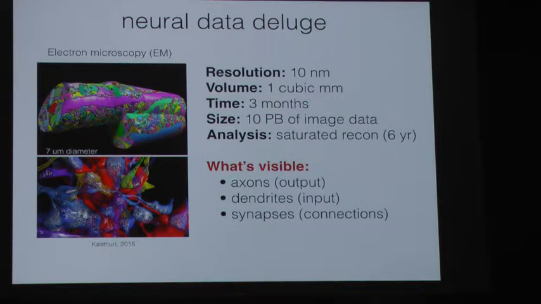And so what you can see in electron microscopy data is basically everything up to the nanoscale. So you can see axons, so the outputs of neurons trying to connect to other neurons, the dendrites of neurons, so their input terminals, and you can also see individual synapses, which give you a measure of the connectome or the connections between these different neurons. So at this scale, we can see a lot of stuff.